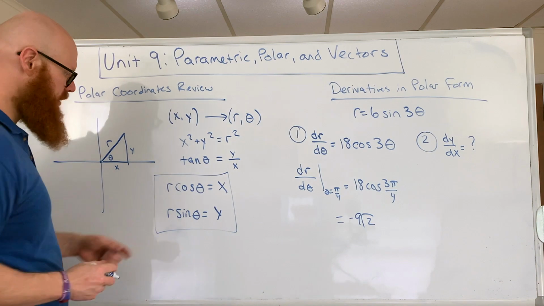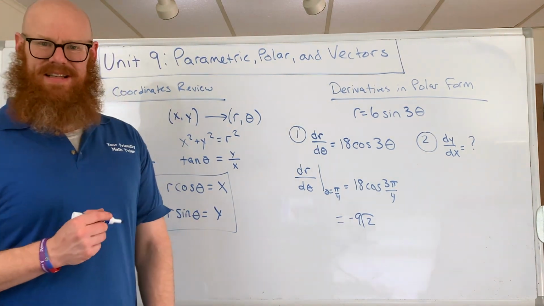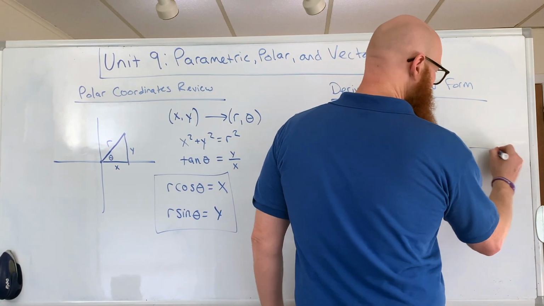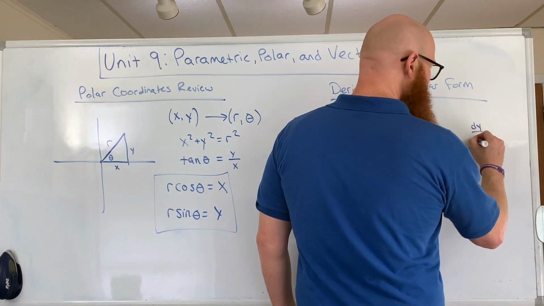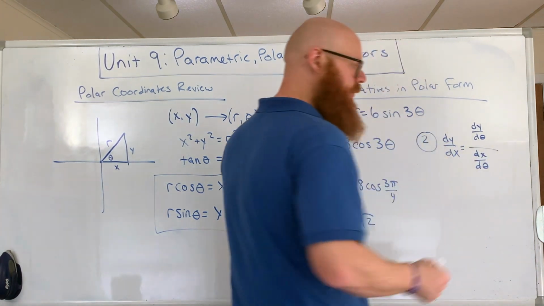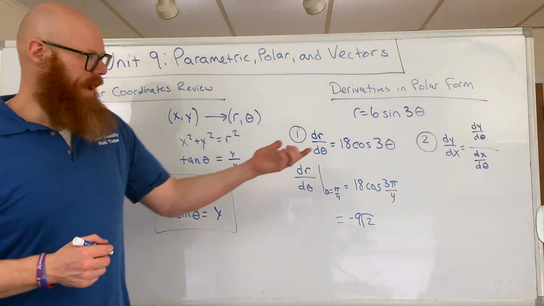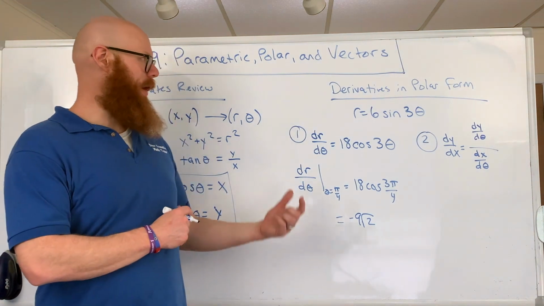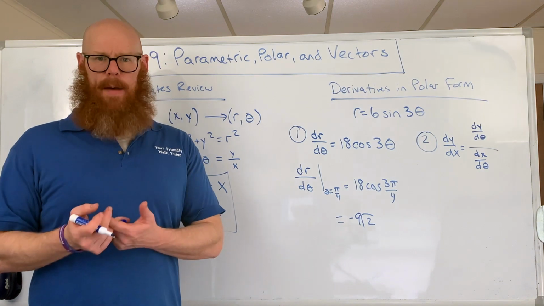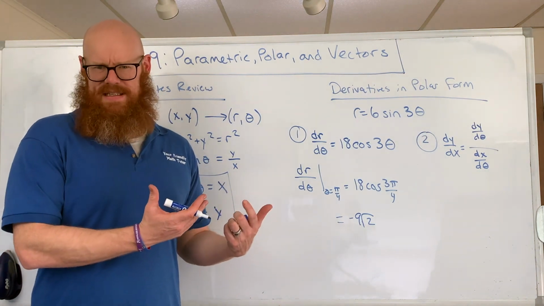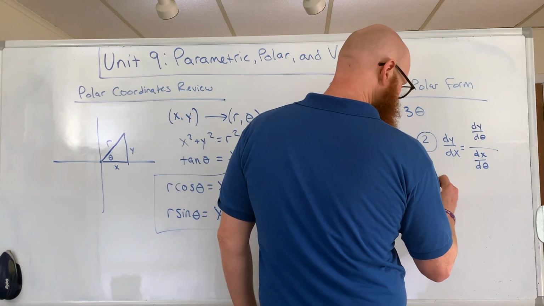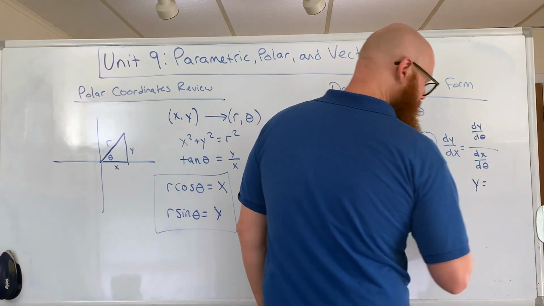X is always r cosine theta, and y is always r sine theta. So if we really want to find dy dx, we've really got to find dy d theta over dx d theta. This is almost exactly the way, if you look at the last video of how we did it, it is exactly the way that we did it in parametric. It's just theta is now our parameter, as opposed to t before. So what we need is just equations, x equals and y equals.